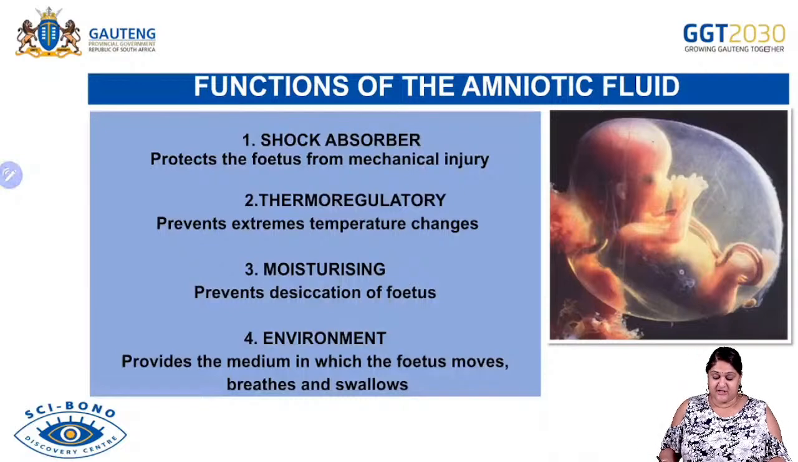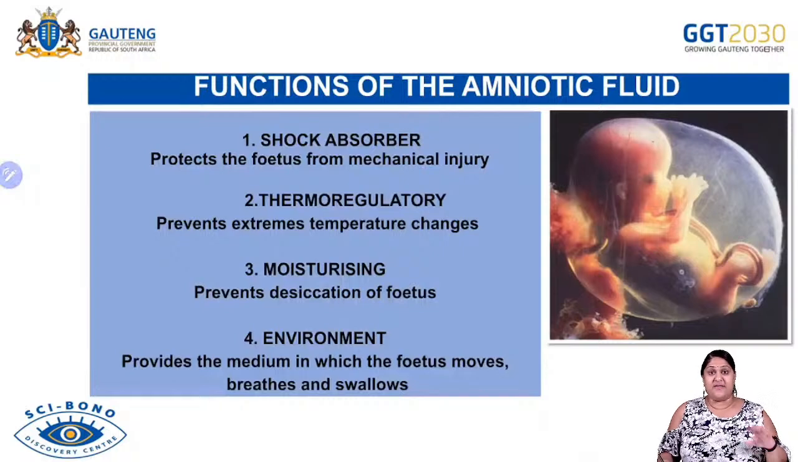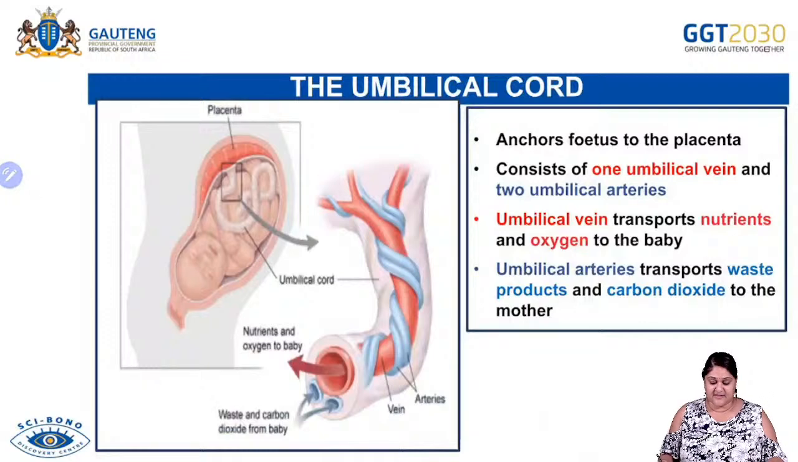So the functions of the amniotic fluid include: it's a shock absorber, so it protects the fetus from mechanical injury; thermoregulatory, it prevents extreme temperature changes; moisturizing, it prevents desiccation of the fetus; and it also provides the medium in which the fetus can move, basically allowing movement of the fetus. Okay, you need to know the functions of the amniotic fluid. They also love to ask this question, and really it's easy marks because you just give the functions. Okay, state the functions.